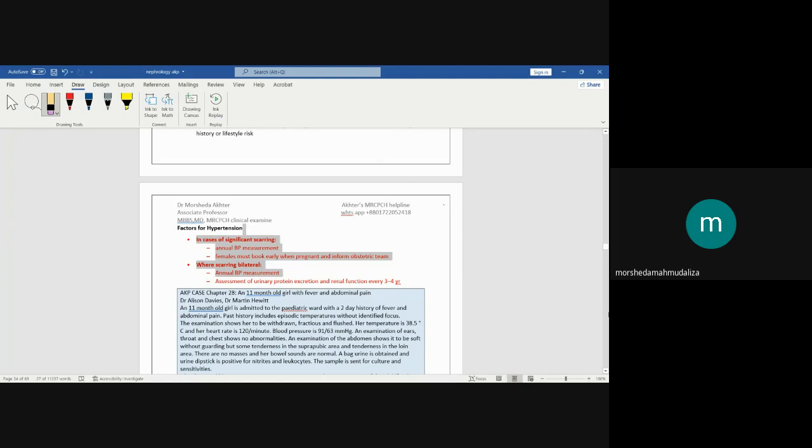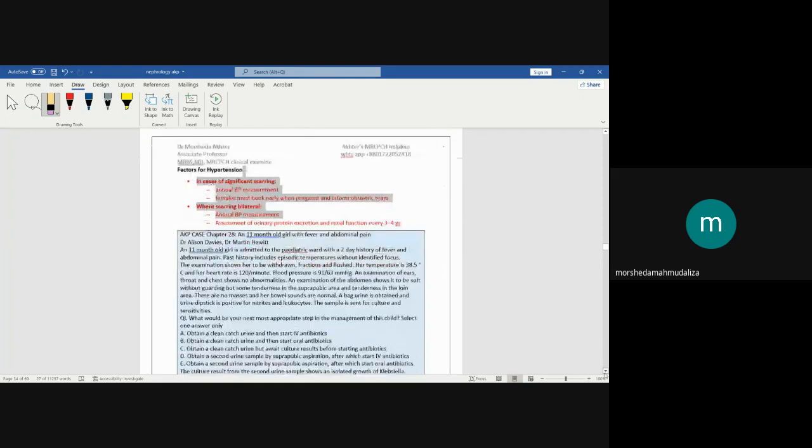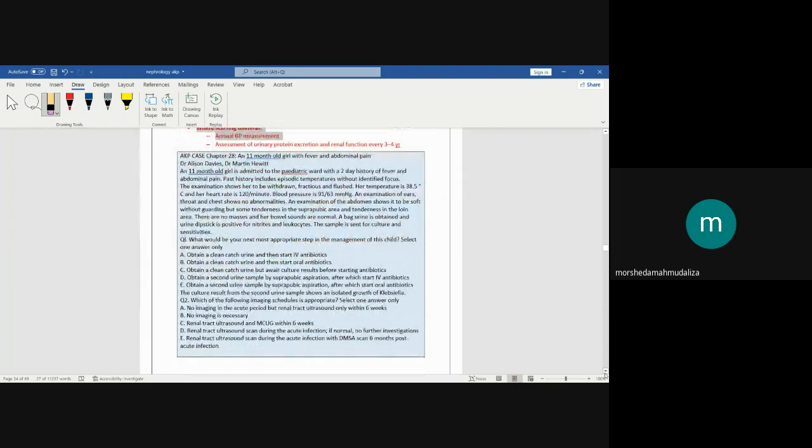So let us just see the AKP case. An 11-month-old girl admitted to the pediatric ward with a 2-day history of fever and abdominal pain. Past history includes episodic temperature without identified focus. Fever and abdominal pain only for 2 days. Okay. Also, it is 11 months. You have to concentrate on this. Then episodic temperature without identifying focus.